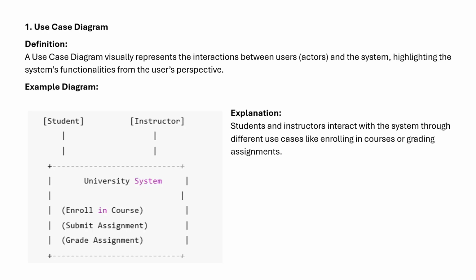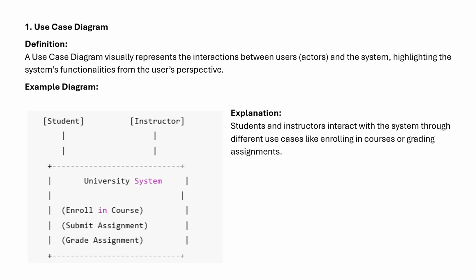Let's start with the use case diagram. A use case diagram mainly shows how the external entities interact with the system. For example, here we're showing an example for an application for registration for a university or a school.